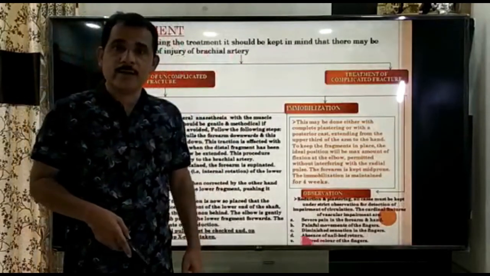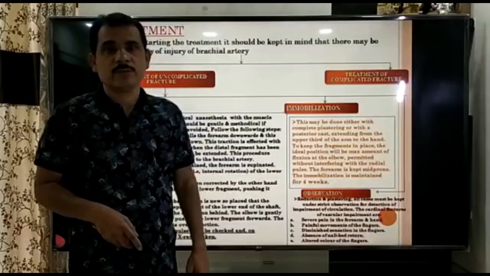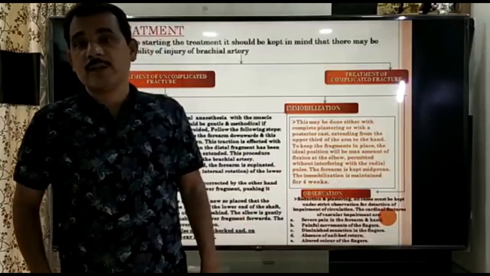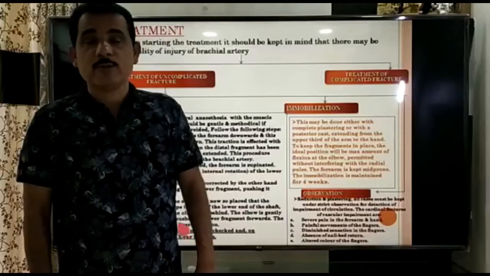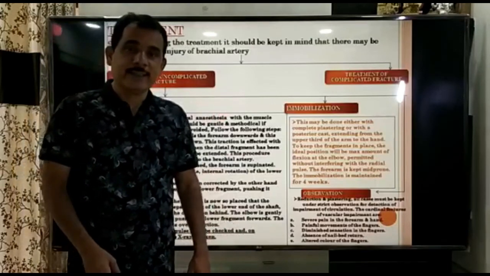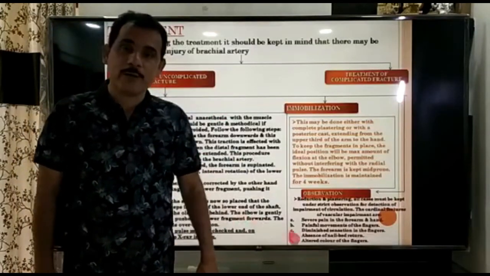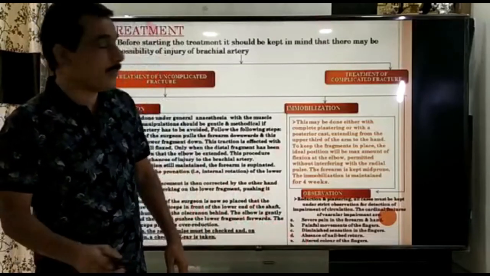Do you understand? So this is the treatment of fracture of the supracondylar region of the humerus. I hope you understand. Watch the lectures properly and prepare yourself.